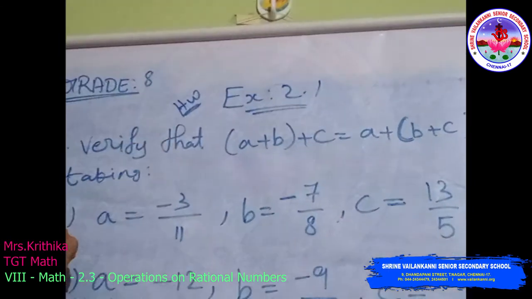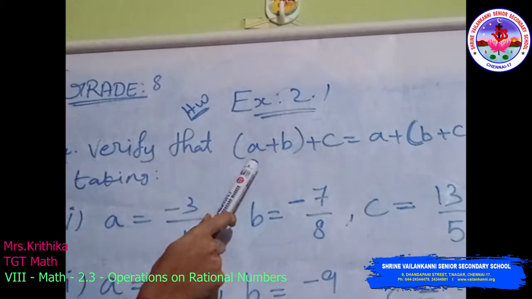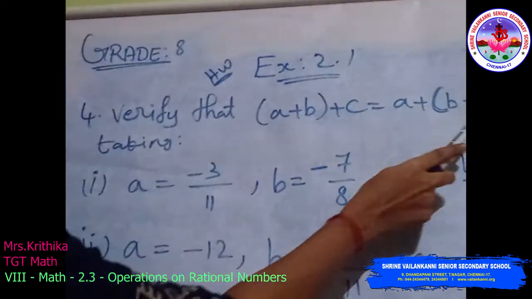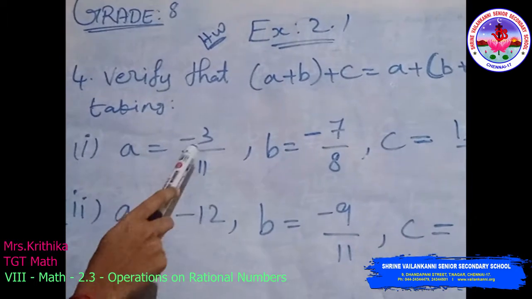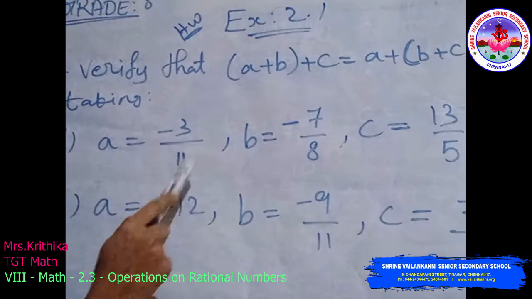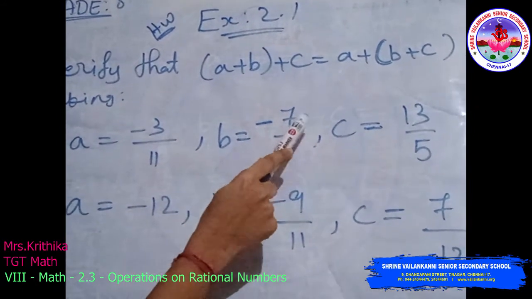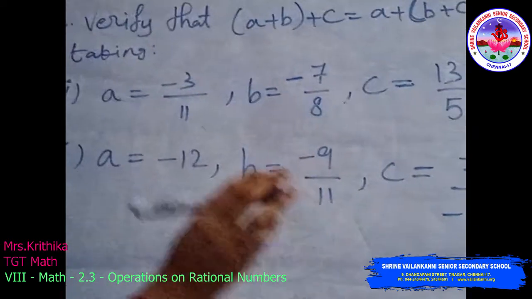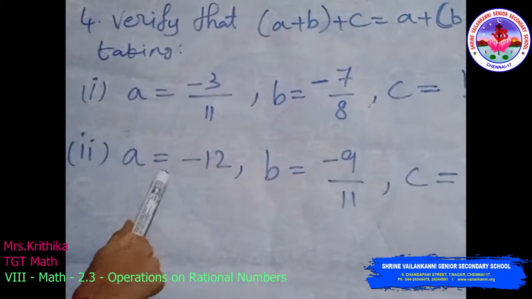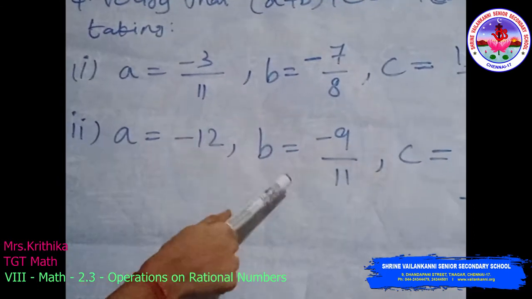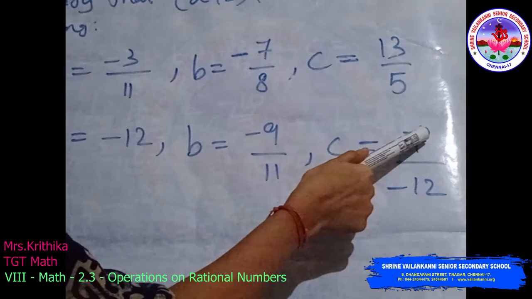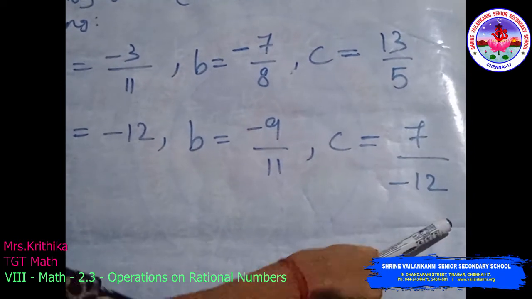Homework sum, fourth question. Verify that a plus (b plus c) is equal to (a plus b) plus c by taking a is equal to negative 3 by 11, b is equal to negative 7 by 8, c is equal to 13 by 5. Second question. A is equal to negative 12, b is equal to negative 9 by 11, c is equal to 7 by negative 12. This is the homework sum.